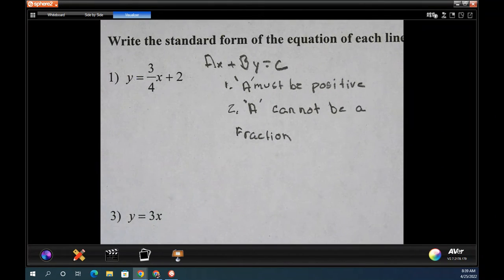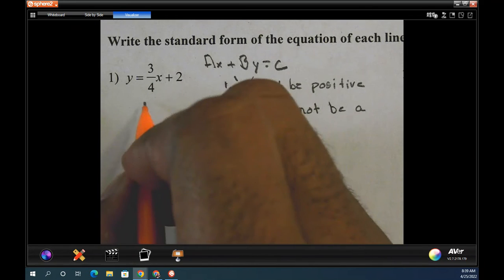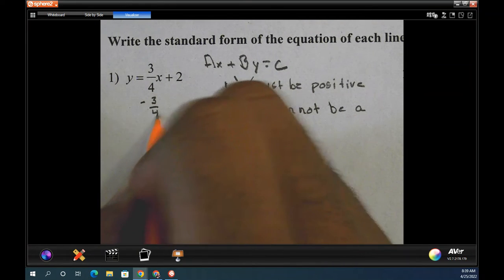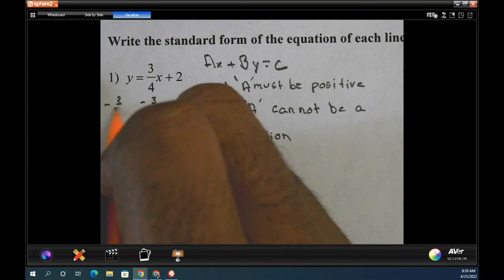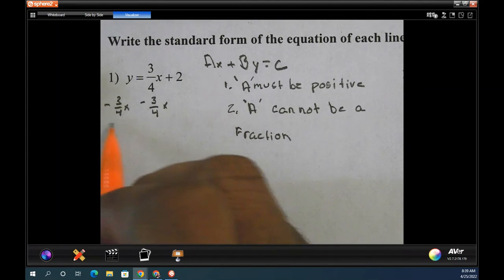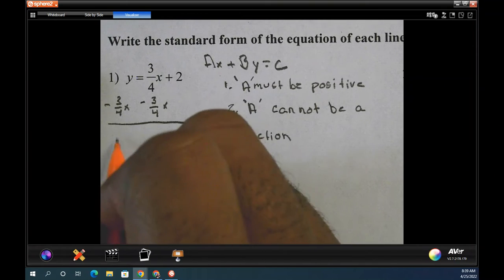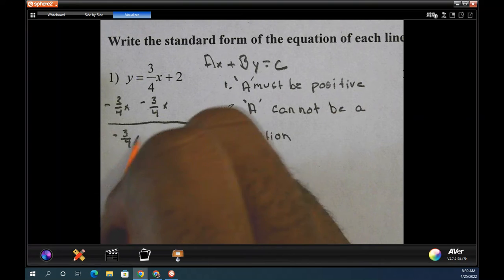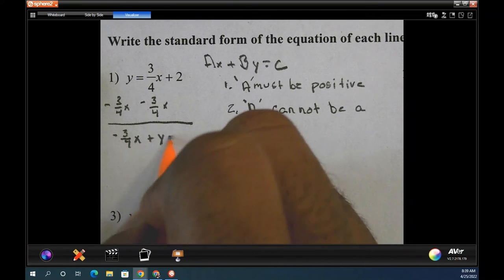All right, now, number 1. Here's the deal. We're gonna move x. It's just like when we are changing it to slope intercept form. So in order to move x, we do the opposite. It's simple, even though this is a fraction. We're just going to subtract 3/4 x from both sides. That's it. So now we have negative 3/4 x plus y, because it's positive, is equal to 2.